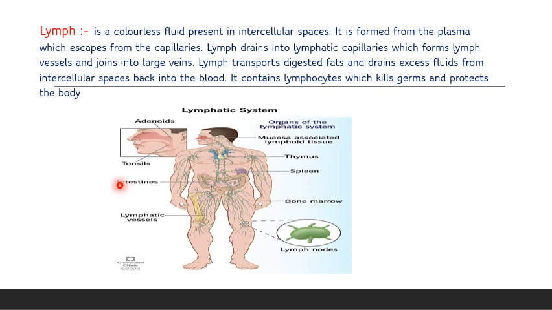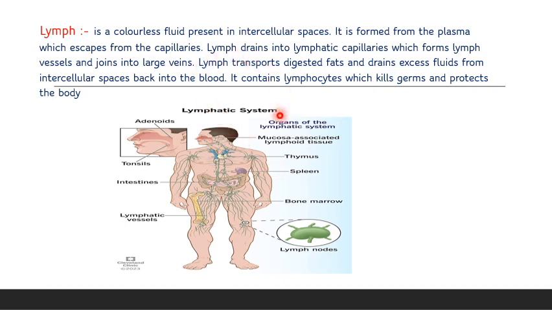Now let us try to understand about lymph. So what do you mean by lymph? It is a colorless fluid. Where is it present? It is usually present in the intercellular spaces. It is formed from the plasma, so it mainly escapes from the capillaries.